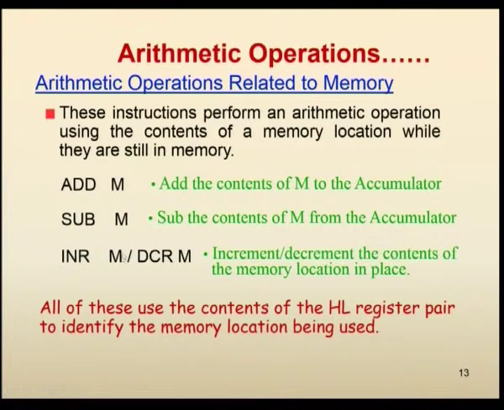So, how to identify the memory location? You have to use the contents of the HL register to identify the memory location. So, if you want to increment the contents of the memory location, say 1500H, hexadecimal number 1500H, then you have to preload 1500H to the HL register pair.